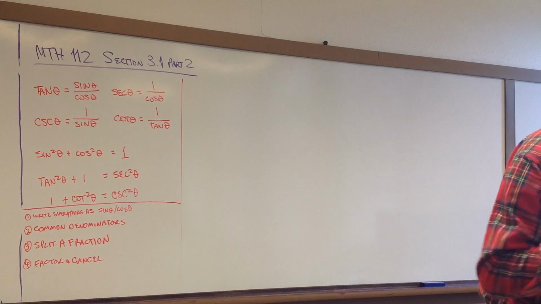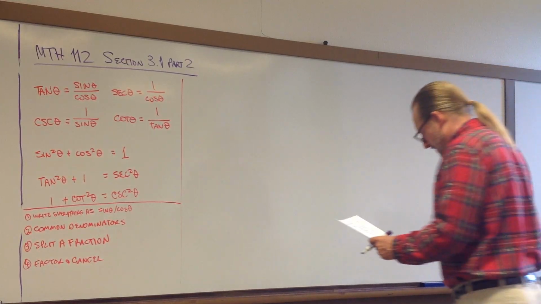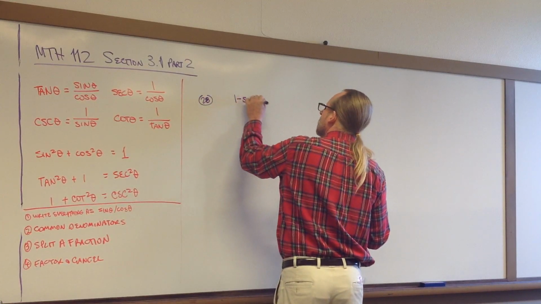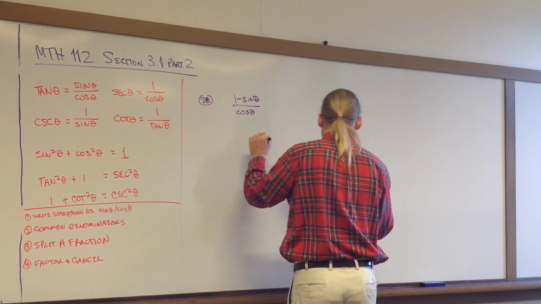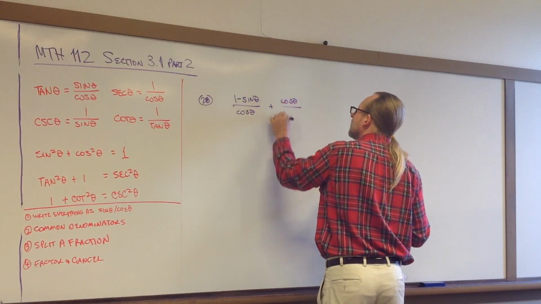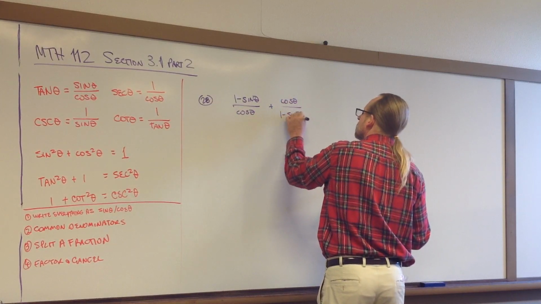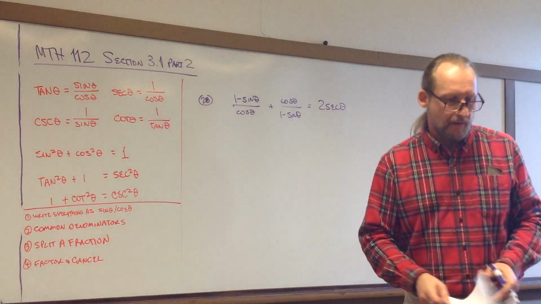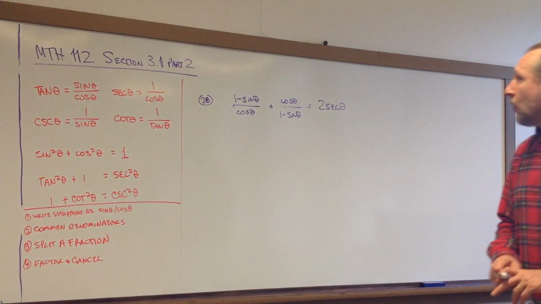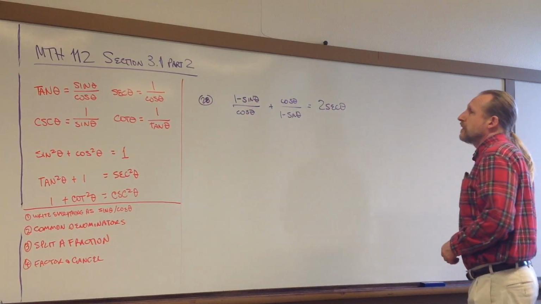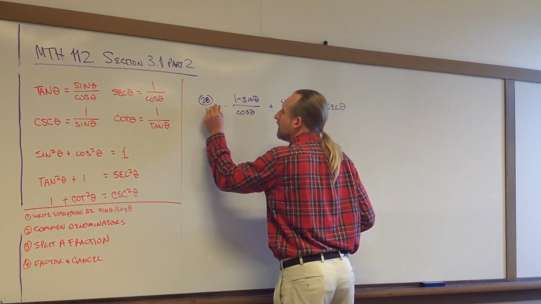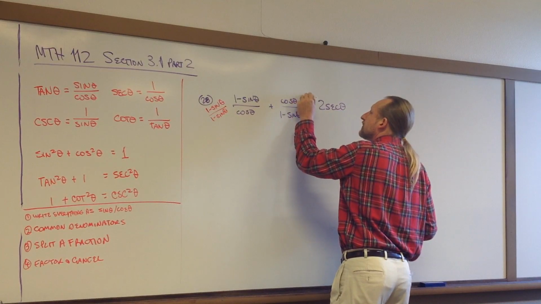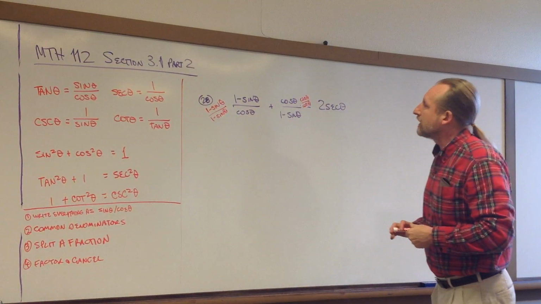So let's see here. Problem 28. 1 minus sine theta over the cosine, and then cosine theta over 1 minus sine theta. Okay? And what's that going to be equal to? 2 secant theta. Well, it looks like making a common denominator is the way to go here. So this will get multiplied by this denominator, 1 minus sine theta over 1 minus sine theta. This one gets multiplied by cosine theta over cosine theta.